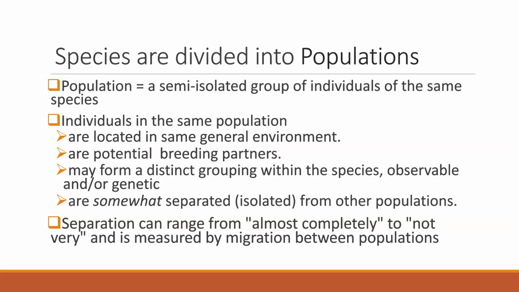Now that separation can be very extreme, with almost no individuals that ever move in between them, or they can be not very separated, with quite a few individuals moving between. So we're going to count the individuals that migrate between the populations, and that's going to be how we're going to measure this separation.